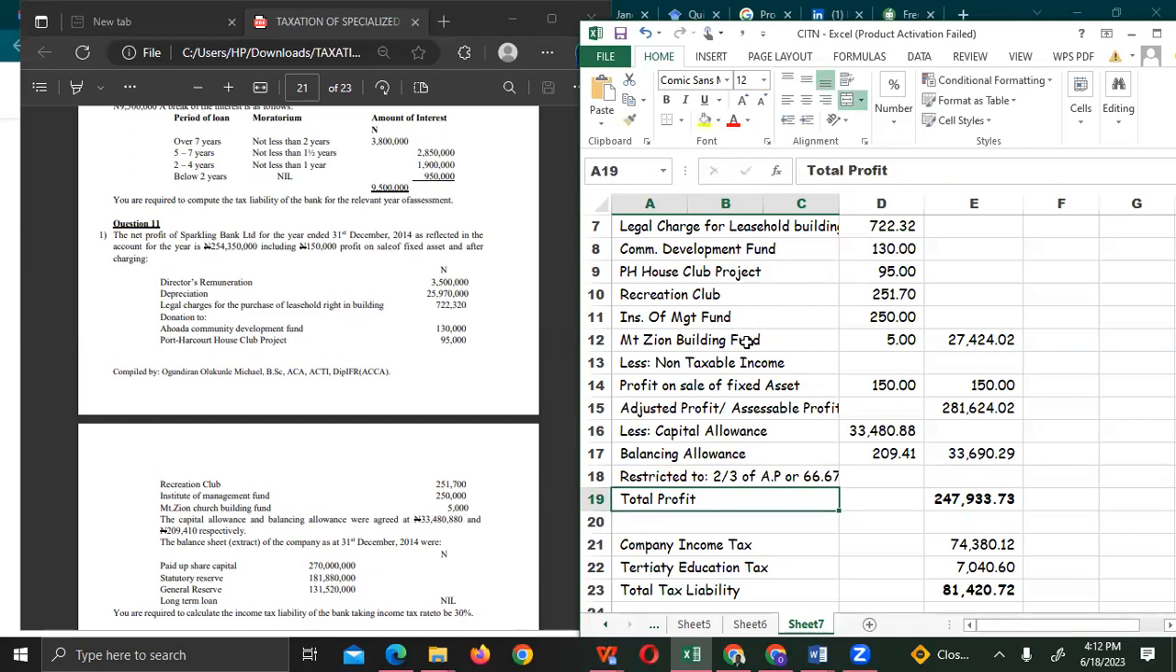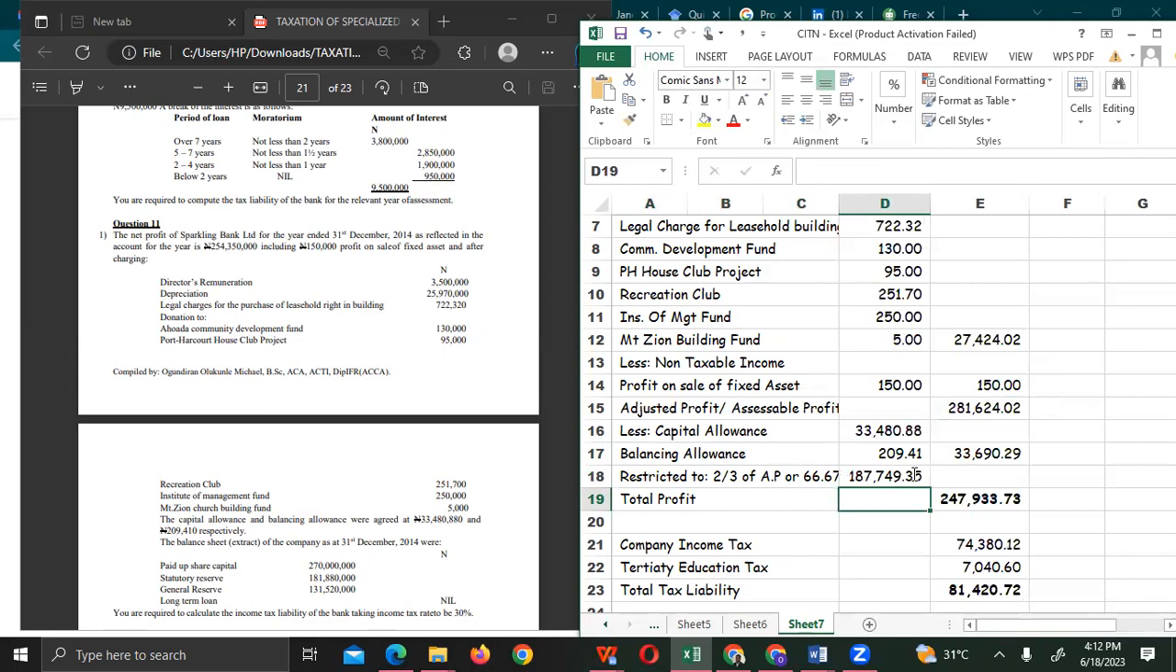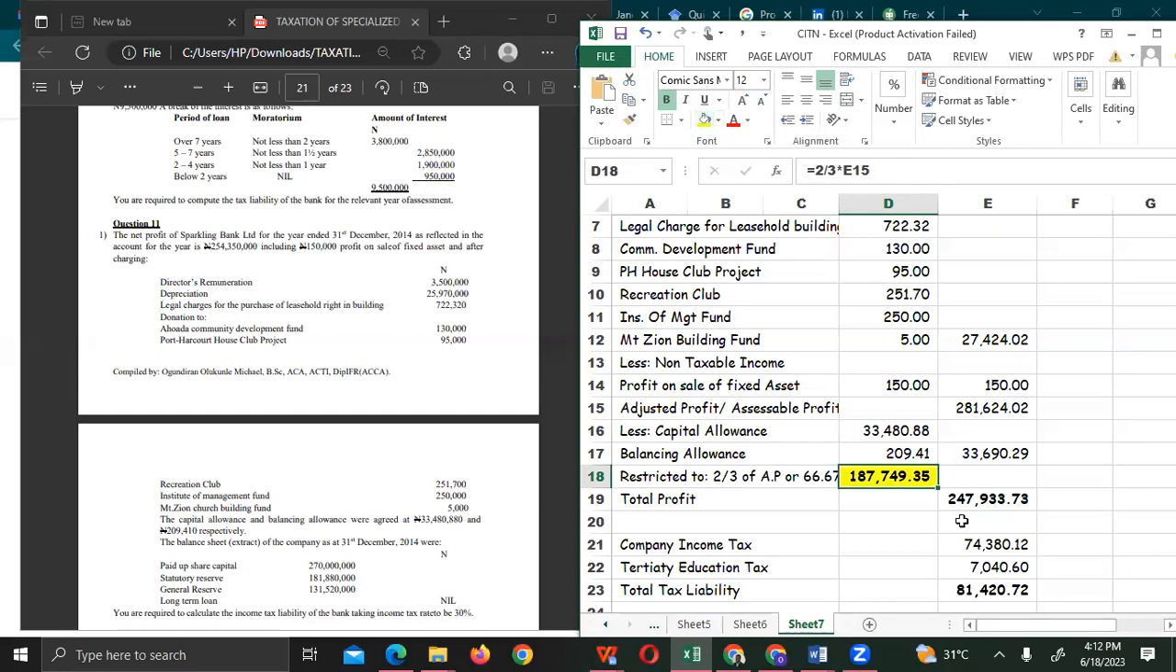But the rule provides that capital allowance is supposed to be restricted to 2/3 of assessable profits. In this case, for instance, you have the 33,690. I will come and do 2/3 of the assessable profit here. So the company will be relieved at the lower of the figures. Let me bold it and put some coloration so that you get what I'm saying. At the end of the day, we'll compare this figure here with this figure here. That's the total of the allowances. So the company will be relieved on the lower of the two figures. You understand my point now? Yes, sir. So that's where the 2/3 of assessable profit comes in.